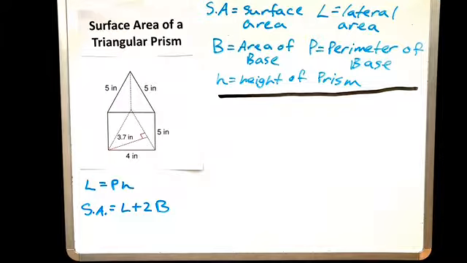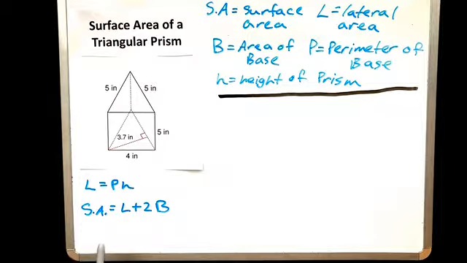Today, we're going to talk about how to find the surface area of a triangular prism. Before we get started, let's talk about the concept of a prism. A prism is a 3D figure, as you see here. What makes a prism is that you have two bases that are the same shape.